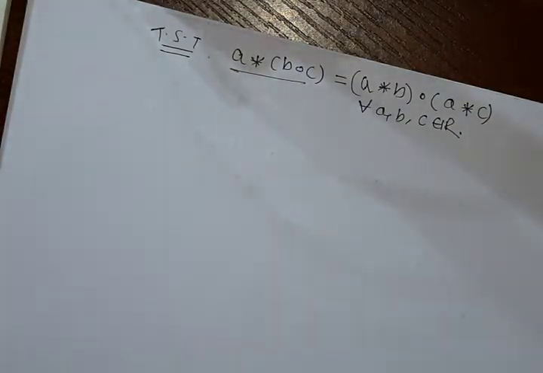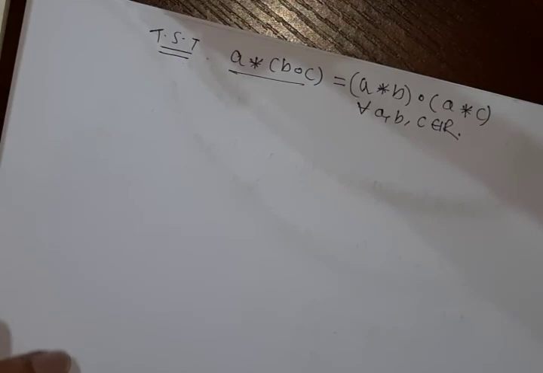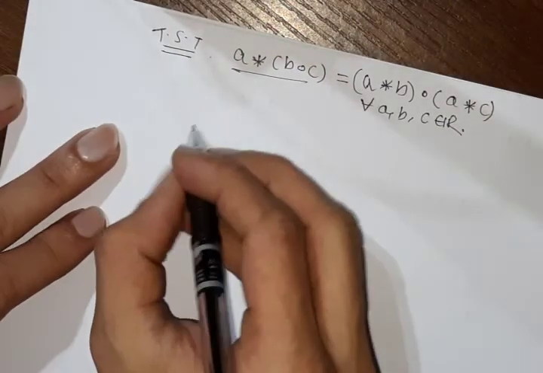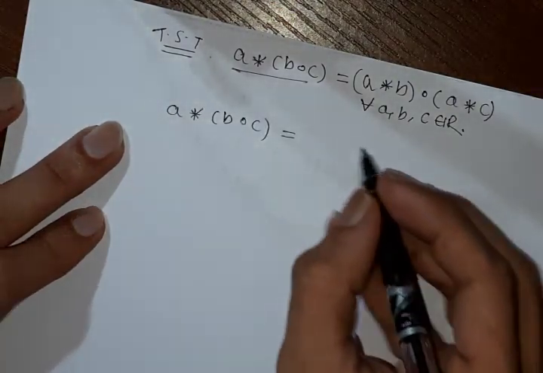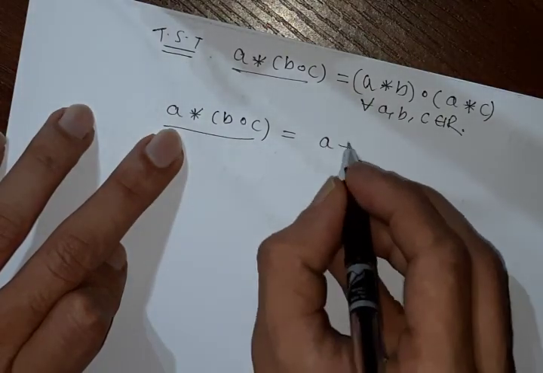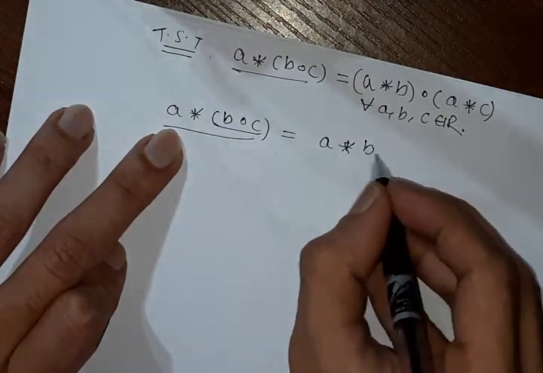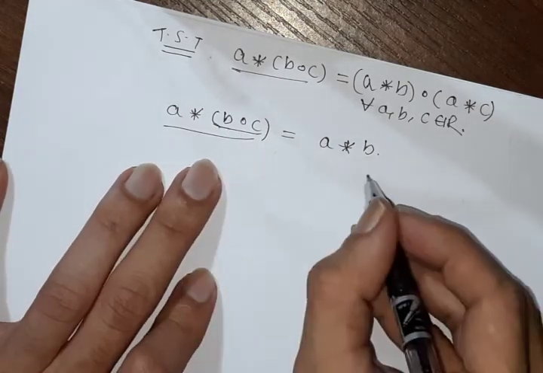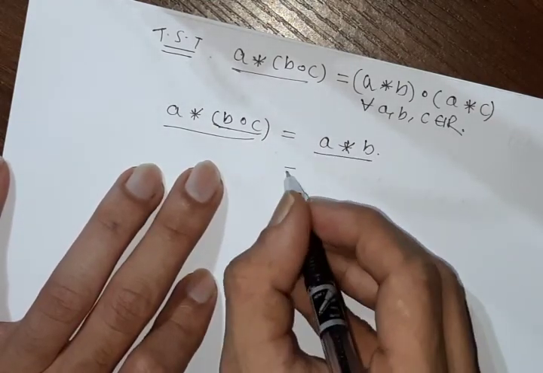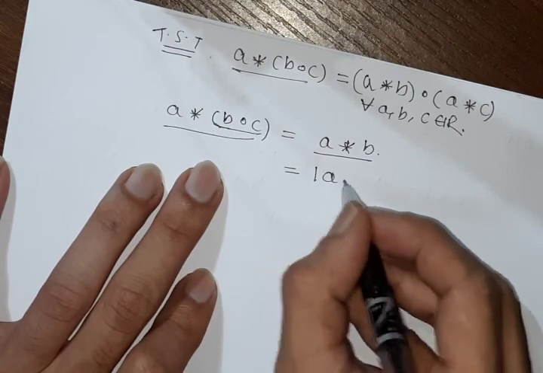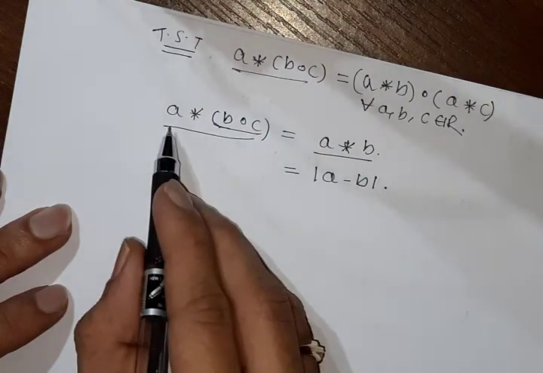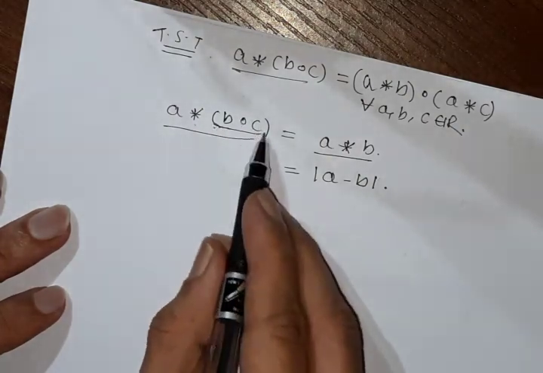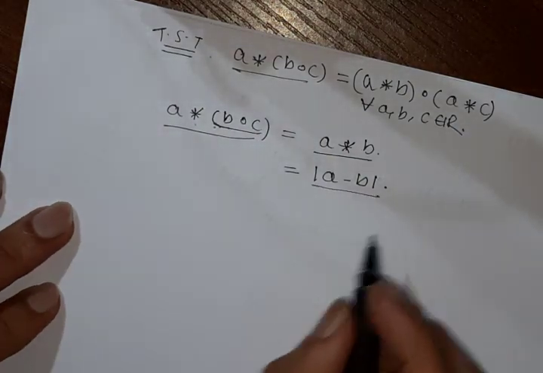So let us start with the left hand side. What will we get? A star (B O C) is equal to what? B O C will be nothing but B only, the first element. So you get A star B. Now A star B, you know, is the modulus of A minus B. So A star (B O C) is equal to modulus of A minus B.